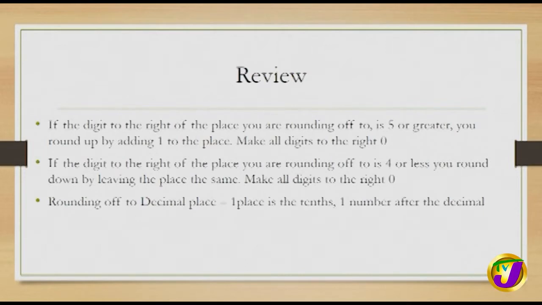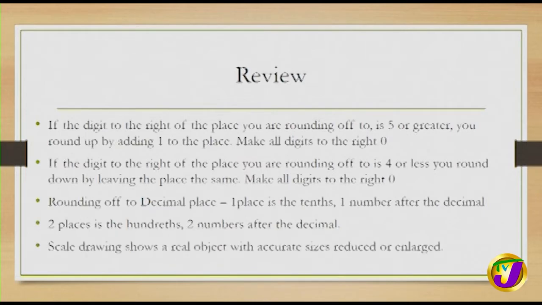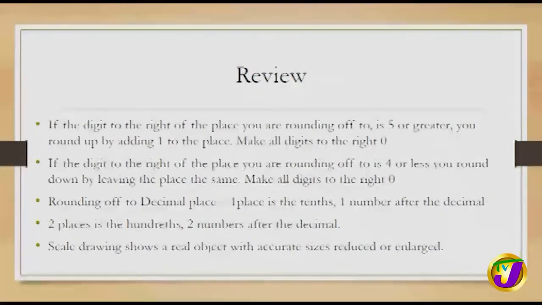Now, rounding off to a decimal place. It is important that we understand what we mean when we say we're rounding off to 1 decimal place, 2 decimal places. So 1 decimal place, that's the tenths place, the number right after the decimal. 2 decimal places is the hundredths place, which is 2 numbers after the decimal. All right. We'll also be looking at scale drawing today, which shows a real object with an accurate size, either reduced or enlarged.